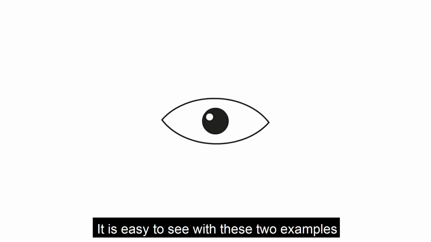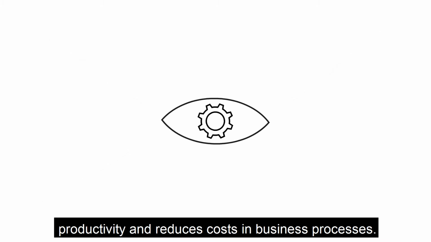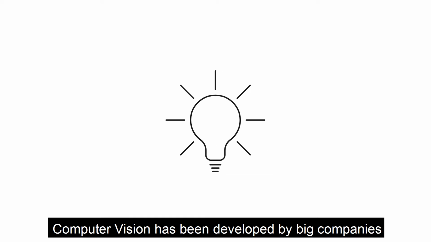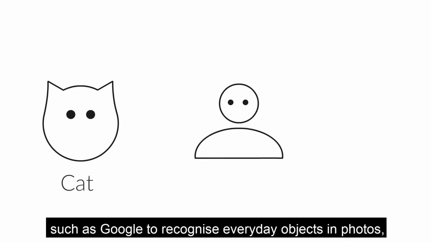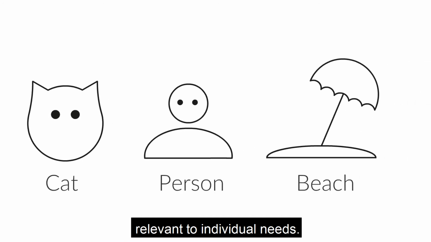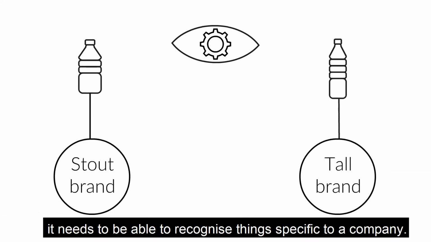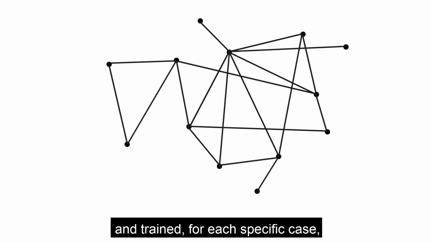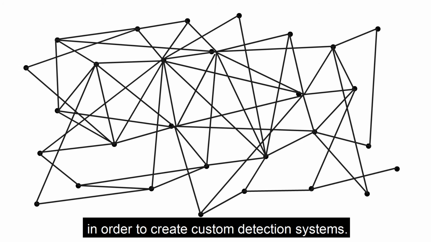It is easy to see with these two examples that the implementation of computer vision improves productivity and reduces costs in business processes. Computer vision has been developed by big companies such as Google to recognize everyday objects and photos relevant to individual needs. However, for computer vision to be useful for business in general, it needs to be able to recognize things specific to a company. Image recognition algorithms must be implemented and trained for each specific case in order to create custom detection systems.